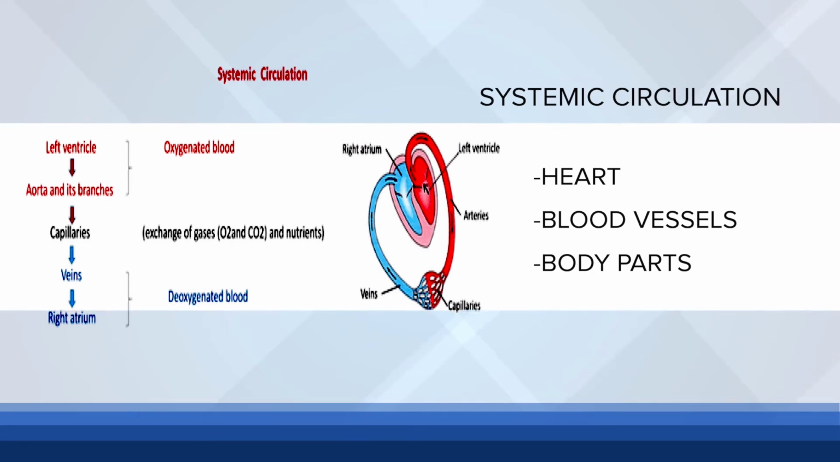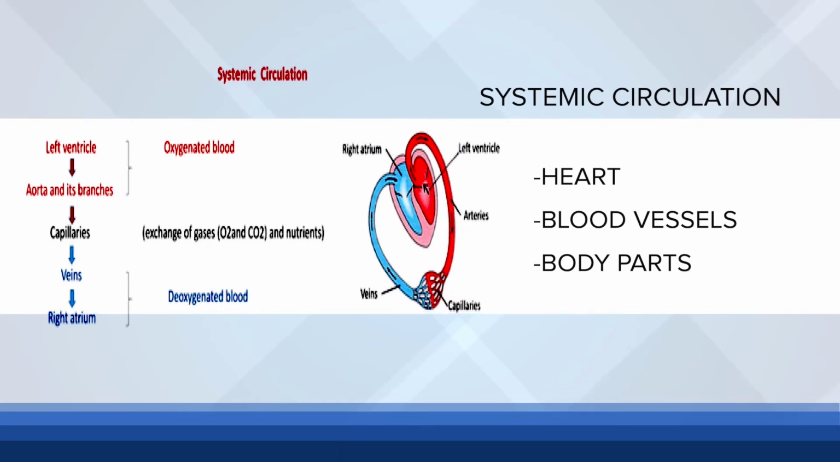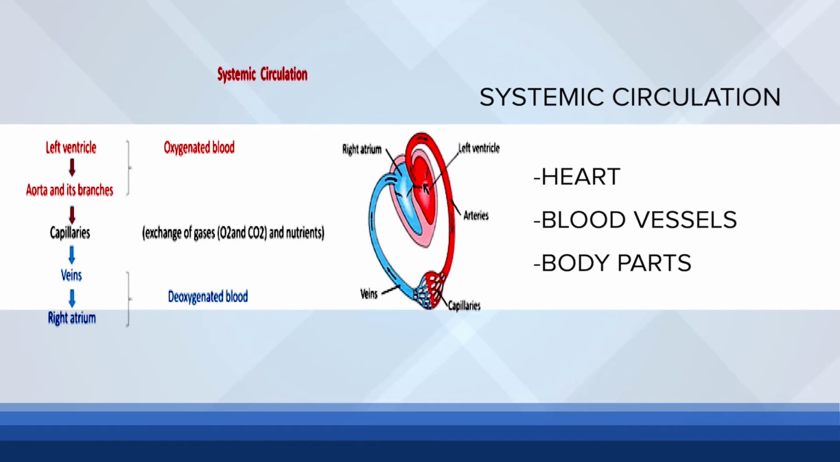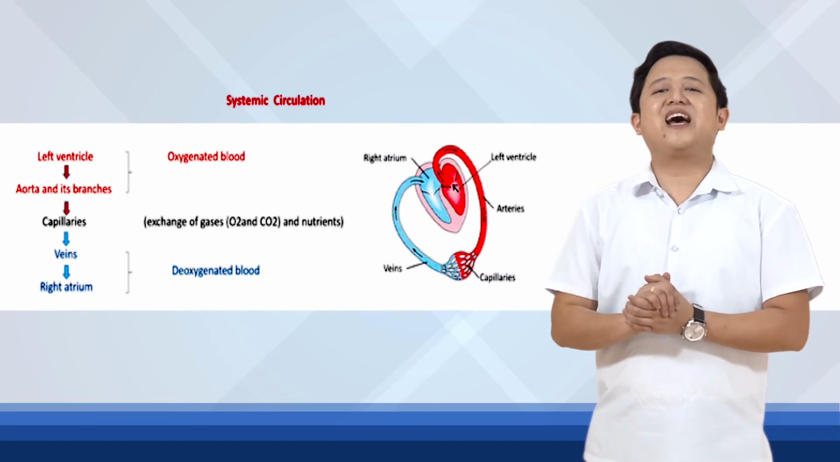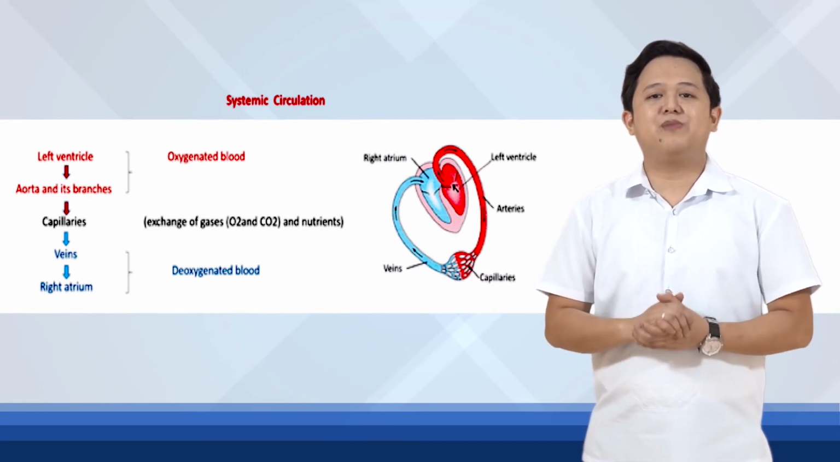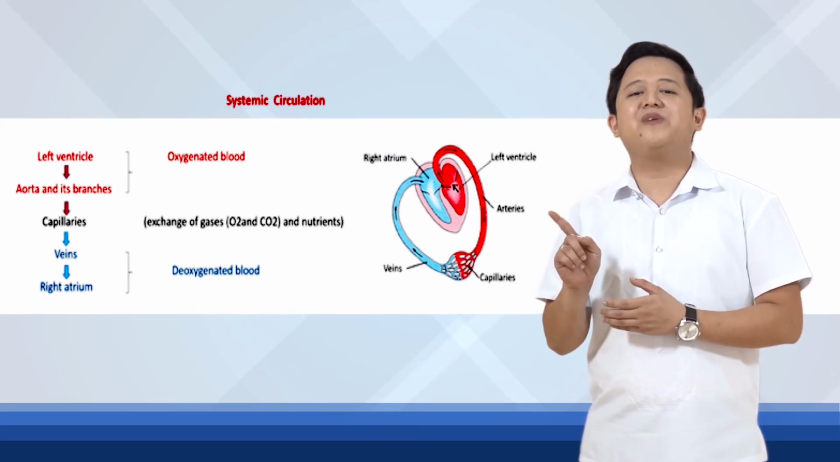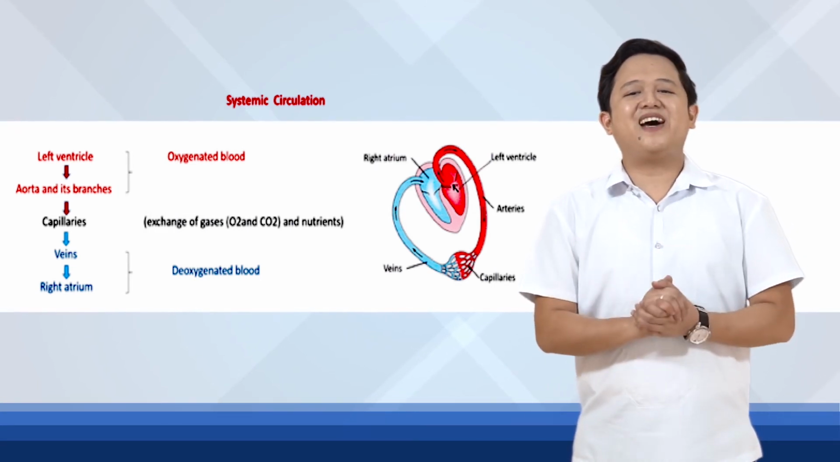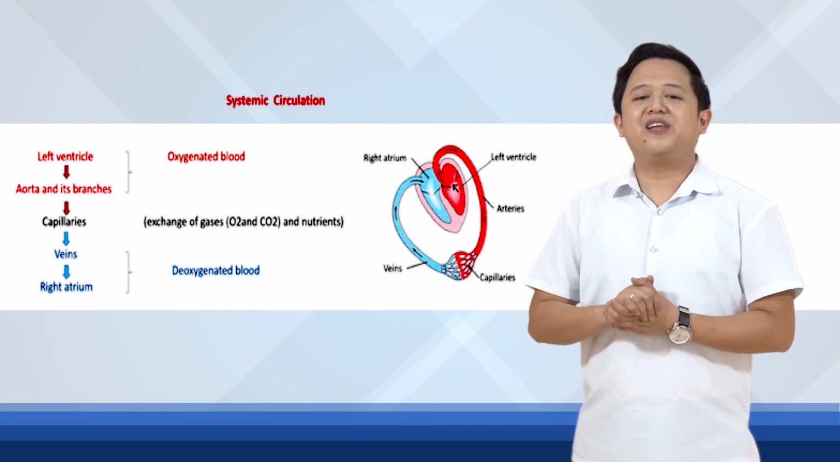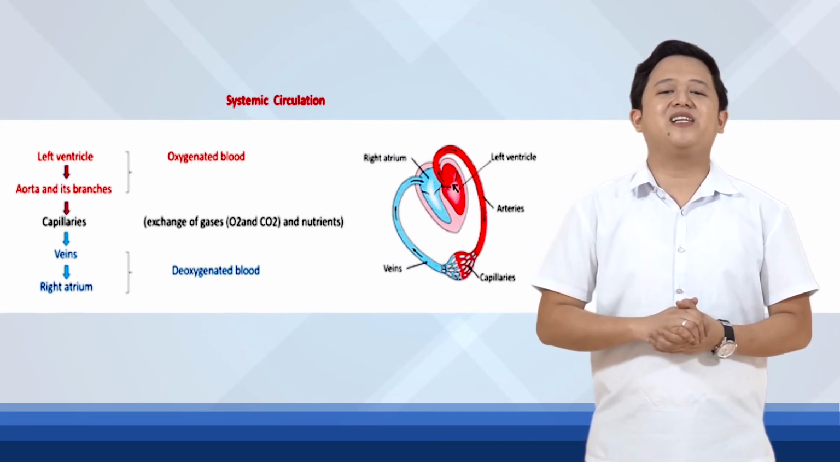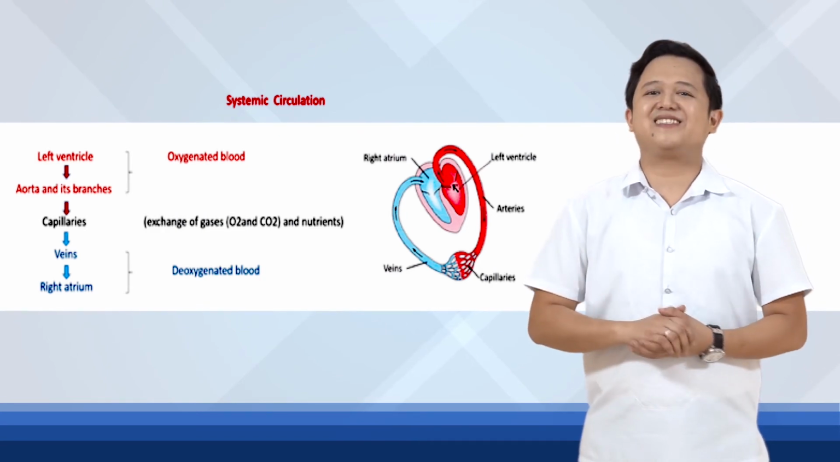It carries oxygen and nutrients to the cells and picks up carbon dioxide and waste products. It carries oxygenated blood from the left ventricle through the arteries to the capillaries in the tissues of the body. From the tissue capillaries, the deoxygenated blood returns through a system of veins to the right atrium of the heart. As the right atrium contracts, the blood is forced into the right ventricle and the process repeats.